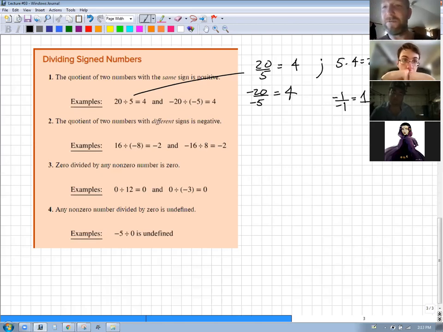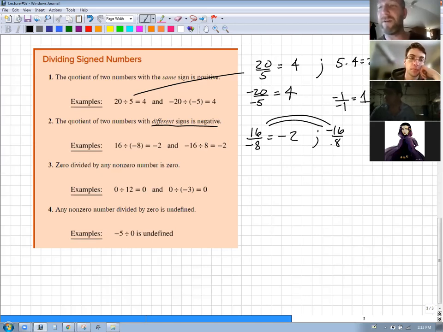Now, if you have 2 different signs, you're going to end up with a negative. So if you have 16/-8, you still have that minus sign, and 16/8 is 2. And then they say, well, what about -16/8? Well, they're equal. You can move that minus from the top to the bottom. You can move it around however you want.